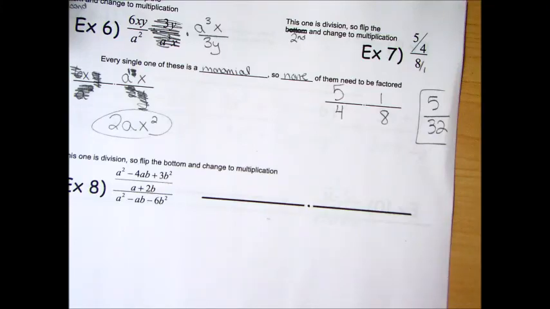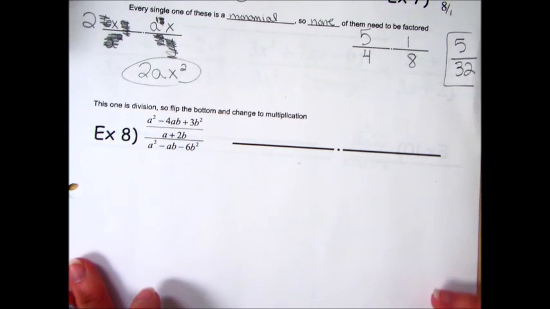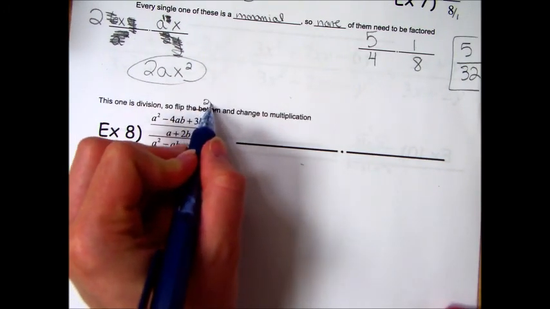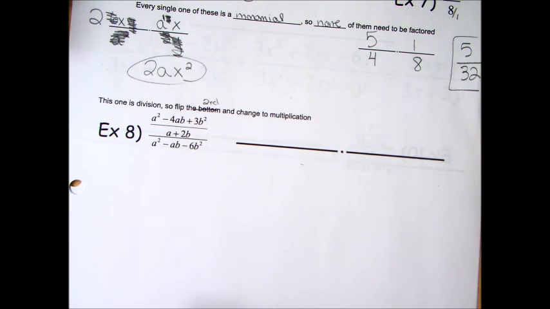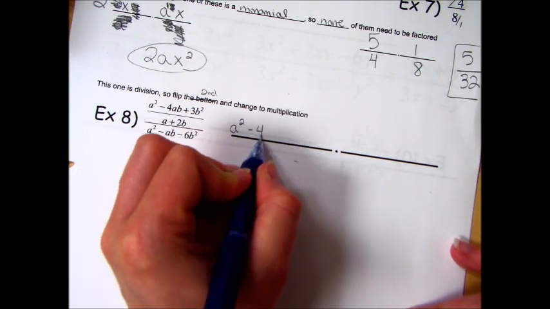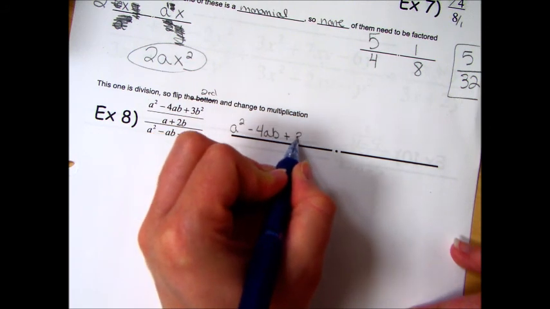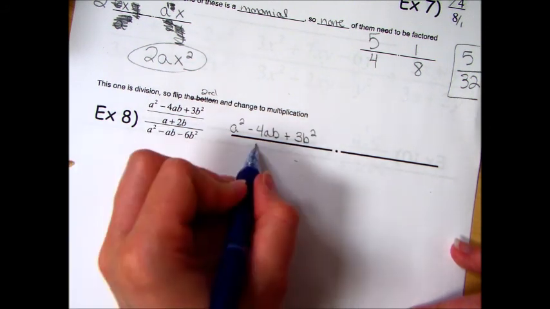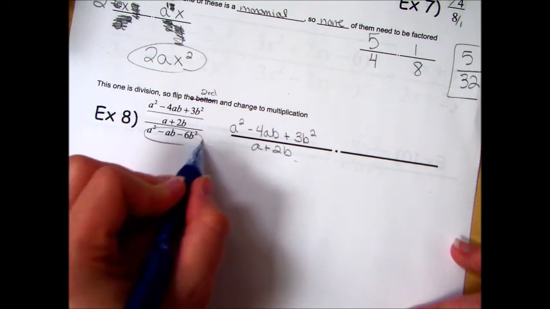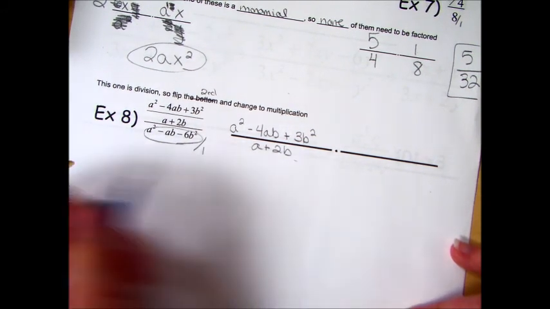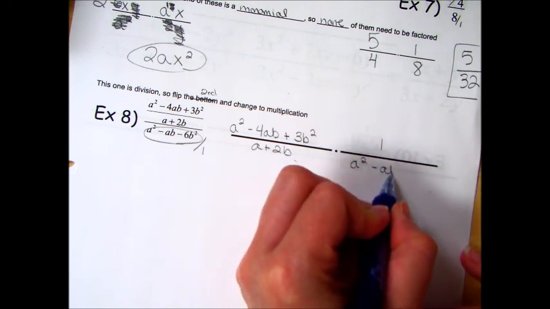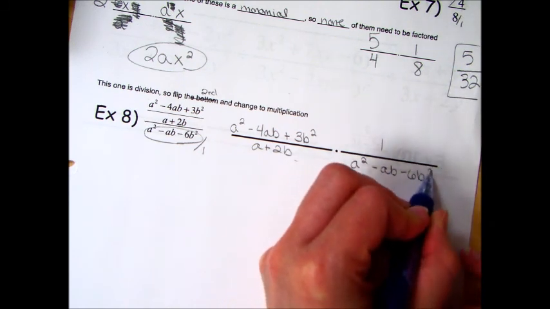Number 8. This one is division. So flip the second and change it to multiplication. I am going to keep a squared minus 4ab plus 3b squared. I'm going to keep a plus 2b. But instead of having this over 1, I'm going to have 1 over a squared minus ab minus 6b squared.